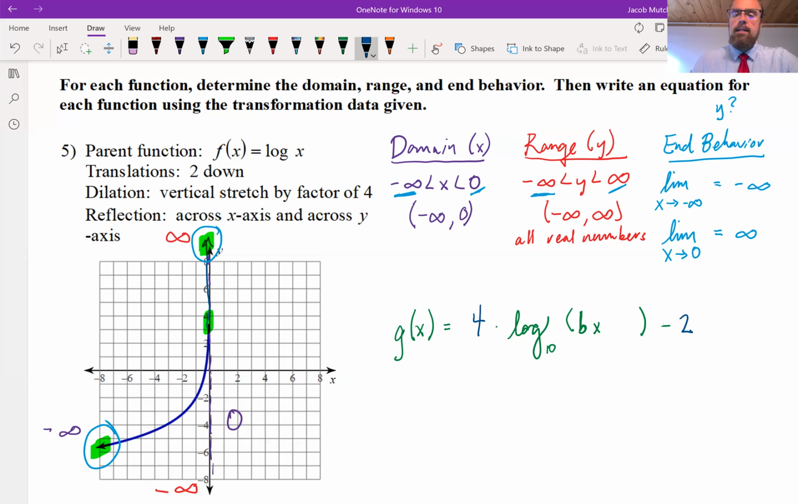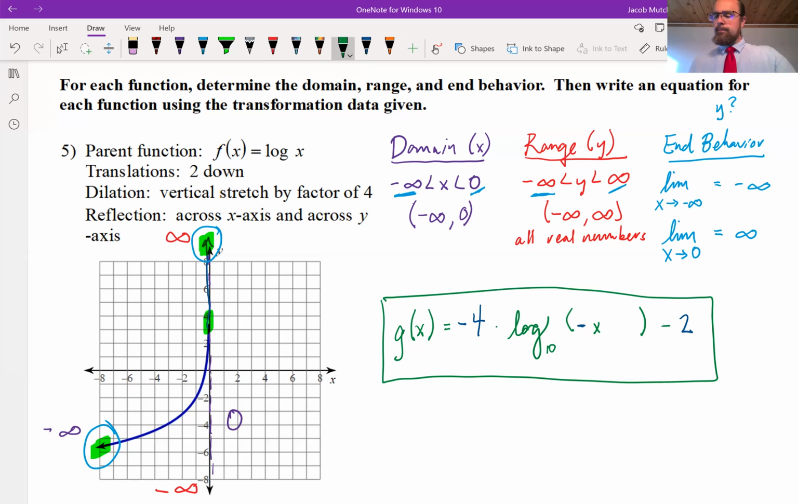And then the last thing I need to account for is the fact that I've got 2 reflections. The one across the x-axis is going to be controlled by this sign of the a, the 4. I'm going to put a negative that will reflect it over the x-axis. But I've also got a reflection across the y-axis, and that is a negative on the x. And that completes it for us. Our function here should be g of x equals negative 4 log base 10 of negative x minus 2.